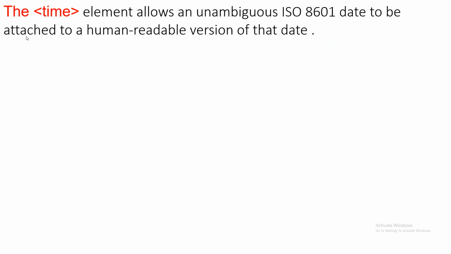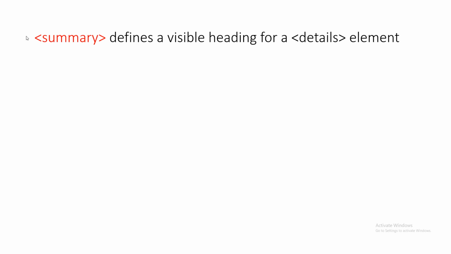website. Time. The time element allows an unambiguous ISO 8601 date to be attached to a human readable version of that date. Summary. Summary defines a visible heading for a details element.